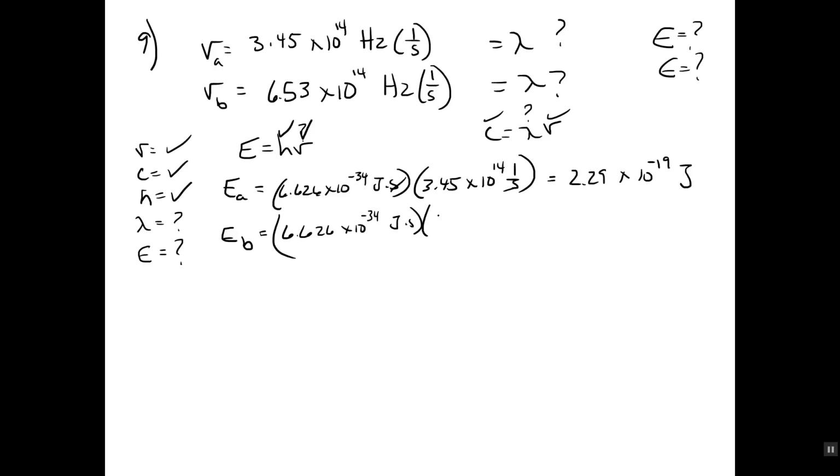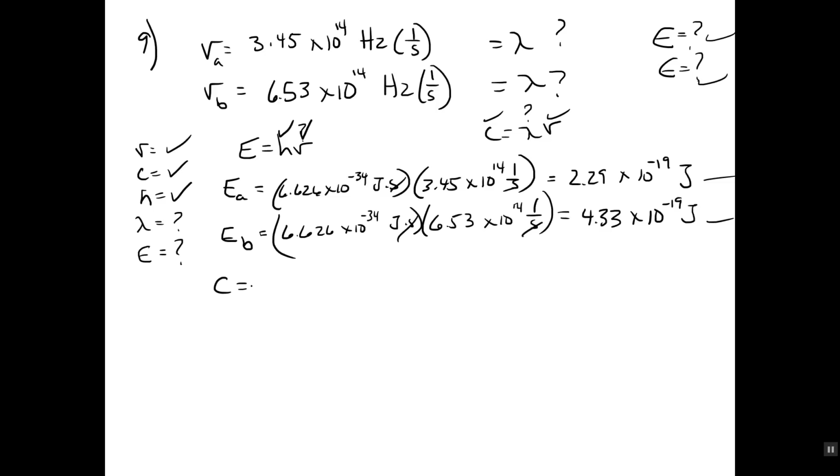And then we're going to multiply it by 6.53 times 10 to the 14th, 1 over S. Those cancel out. And then this one comes out to be, for the energy, 4.33, sorry, I was looking at the wrong one, times 10 to the negative 19th joules. So that's the energy of A, and that's the energy of B. Now we got these two done. Now we also got to calculate these wavelengths.